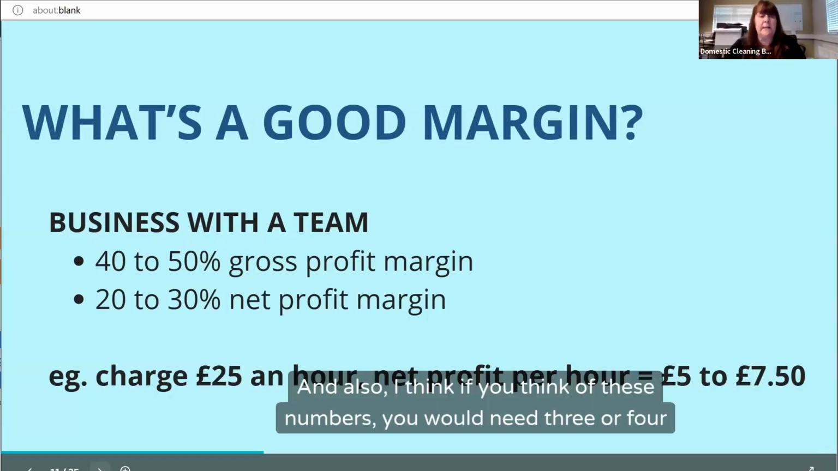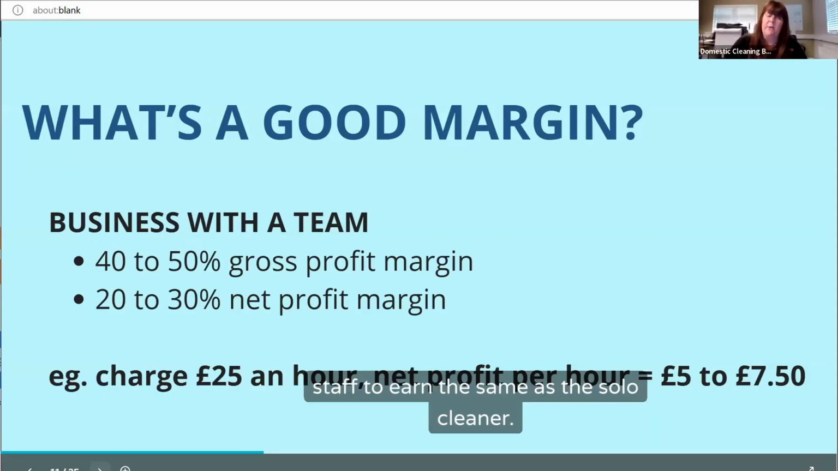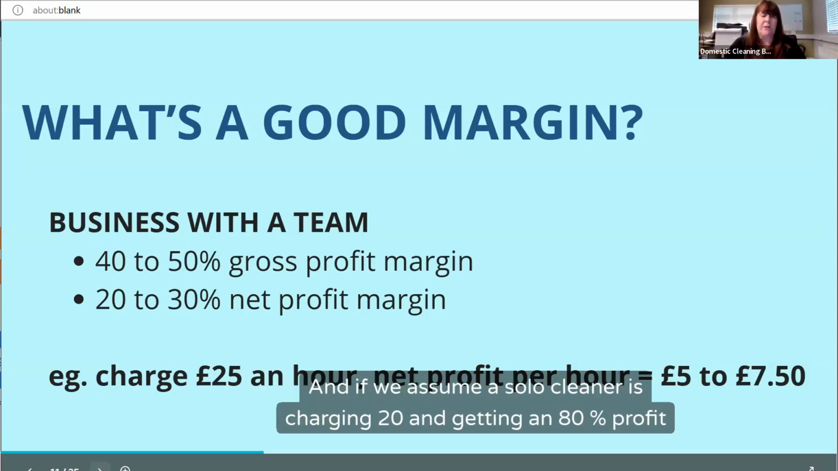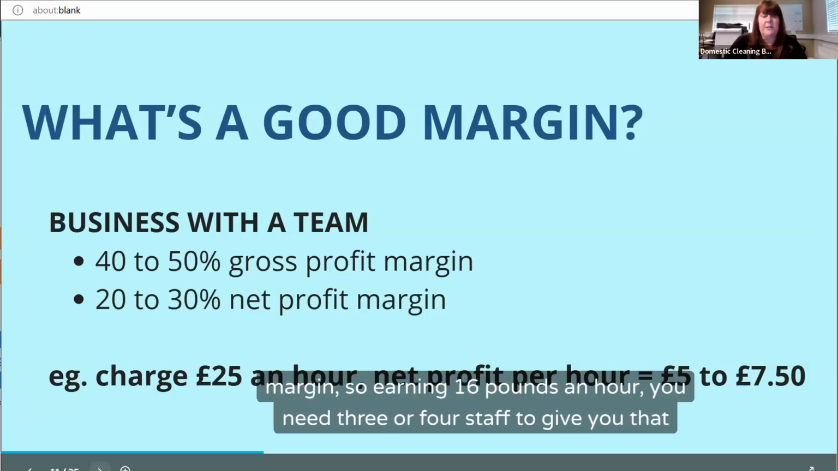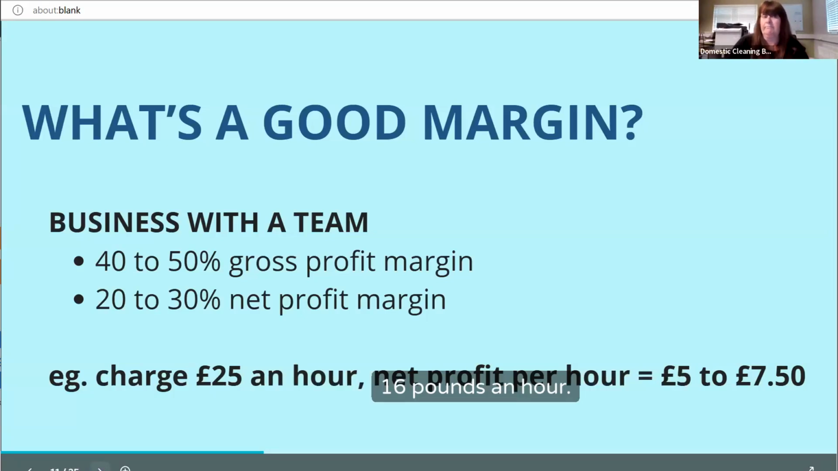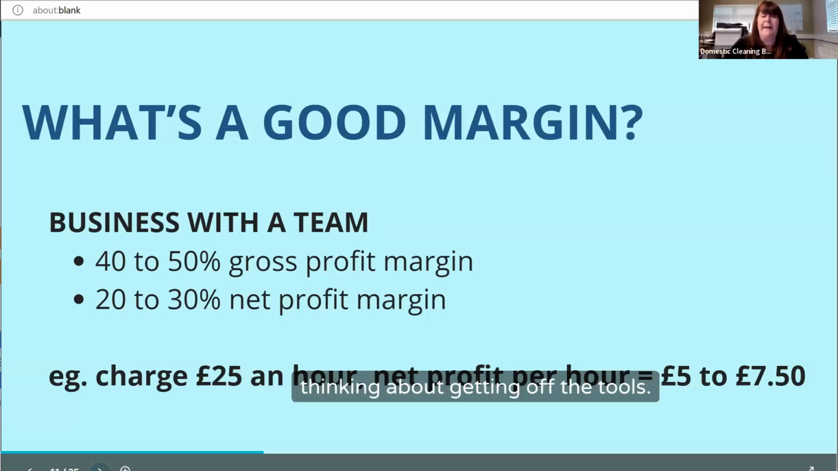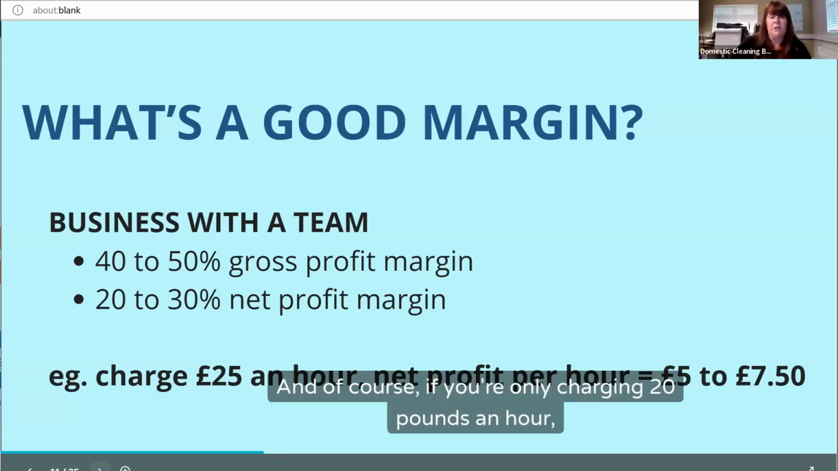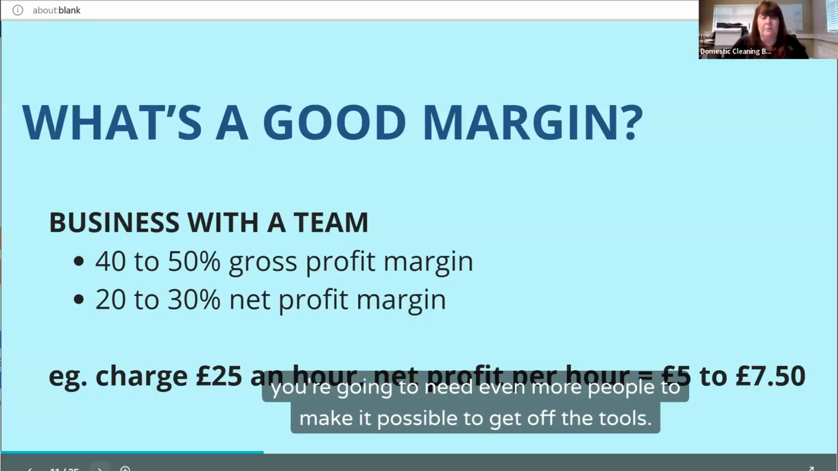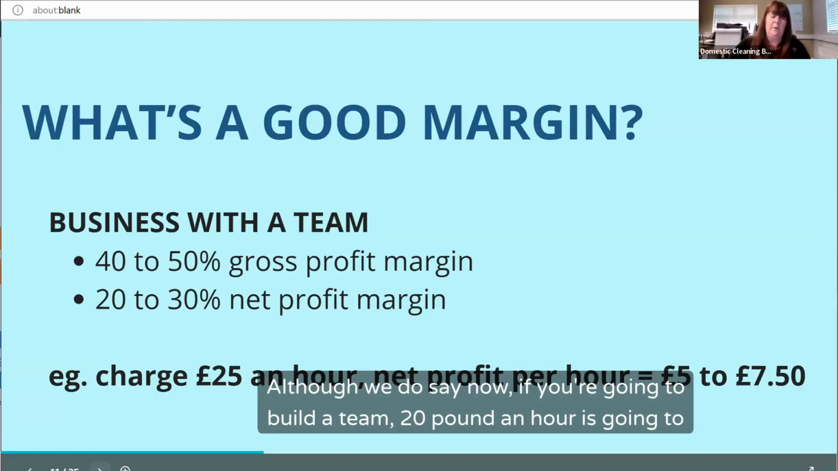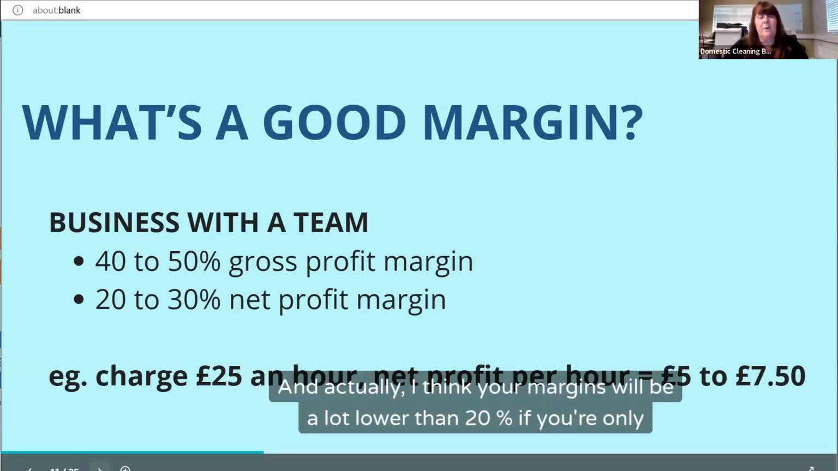And also, if you think of these numbers, you would need 3 or 4 staff to earn the same as the solo cleaner. If we assume the solo cleaner is charging 20 and getting an 80% profit margin, so earning £16 an hour, you need 3 or 4 staff to give you that £16 an hour. So you do need to bear in mind these margins and these numbers if you're thinking about getting off the tools. And of course, if you're only charging £20 an hour, you're going to need even more people to make it possible to get off the tools. Although, we do say now, if you're going to build a team, £20 an hour is going to be really tight. And actually, I think your margins will be a lot lower than 20% if you're only charging 20.